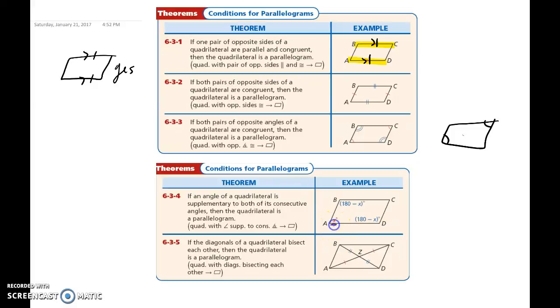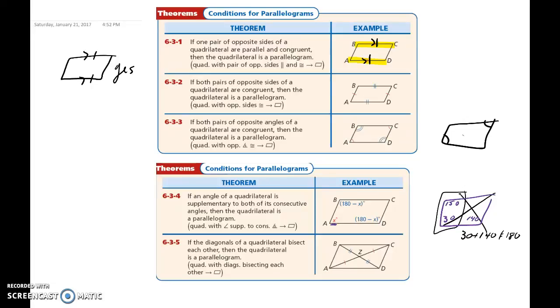Now here's one where a lot of people will get messed up as well. For this one, you have to show that both of the angles are supplementary to this angle A. So both of the consecutive angles are supplementary. A lot of people will look here, and if I give you that this is 30 and this is 150, people will say, well, these are supplementary. Well, I may say that this is 140 over here. And people will say, well, these two are supplementary, so it has to be a parallelogram. But since 30 plus 140 does not equal 180 degrees, this is not a parallelogram. So it's important that it must be supplementary to both of its consecutive angles, not just one. It has to be both.